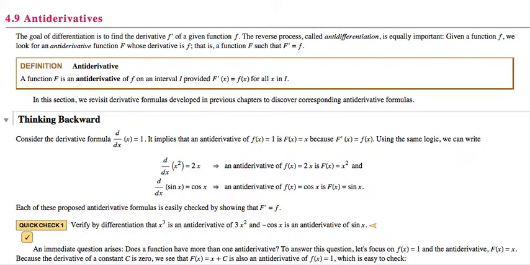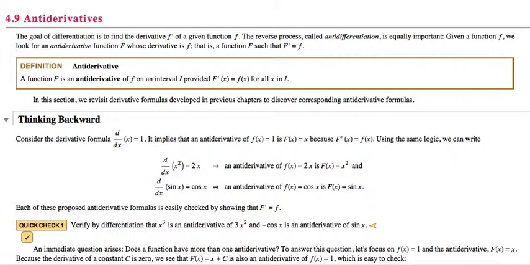Given a function f, we look for an antiderivative function, capital F here, whose derivative is lowercase f. In other words, we're looking for a function F such that when taking its derivative, we get the function that we're looking for. So here we can see the definition of an antiderivative. A function F is an antiderivative of f on an interval I, provided that F prime of x equals f of x for all x in I.